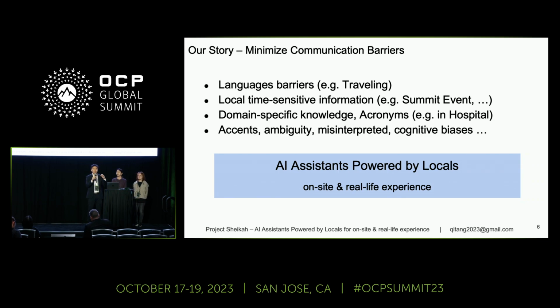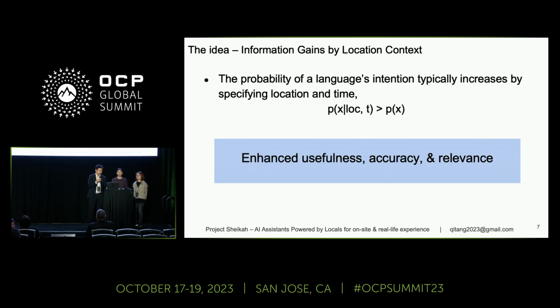In contrast to, let's say, using ChatGPT or some other cloud-based service, we focus on the in-person, on-site user experience, so you don't have to be distracted by the online stuff. The idea behind that is simple and straightforward: language has a positive correlation with location and time.